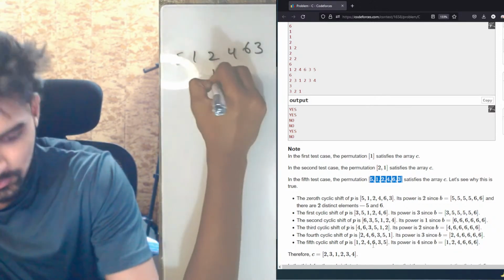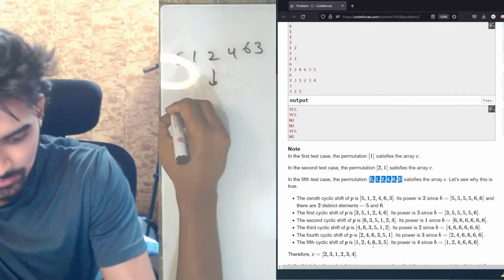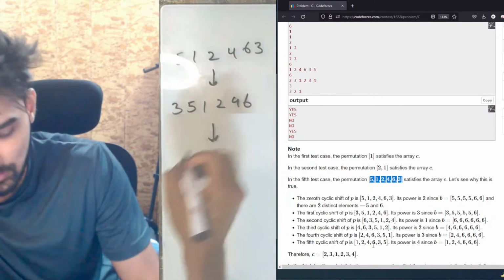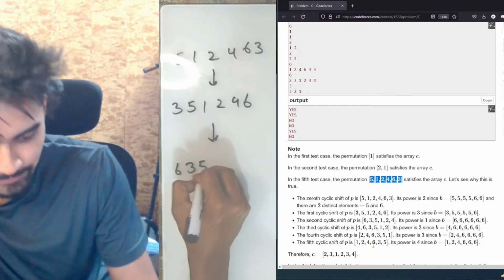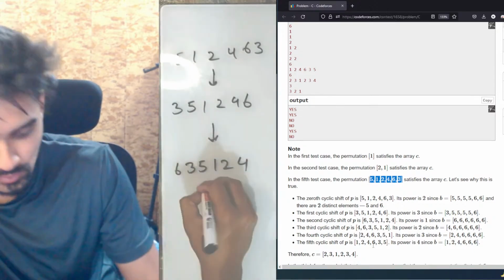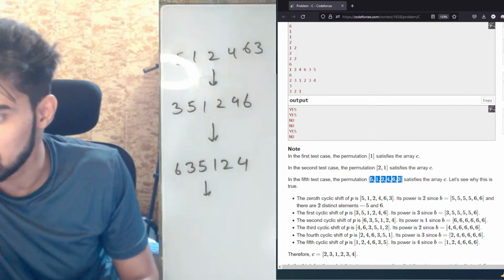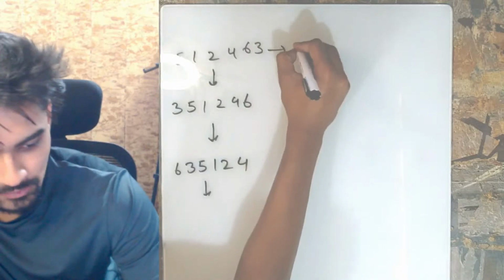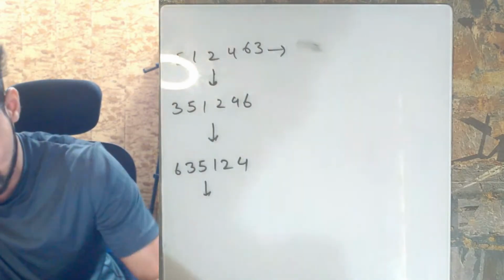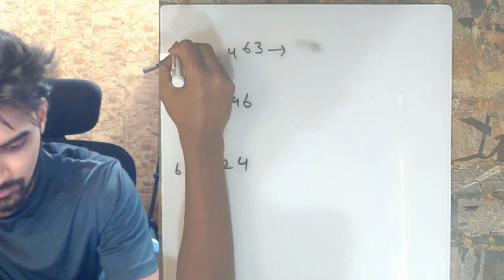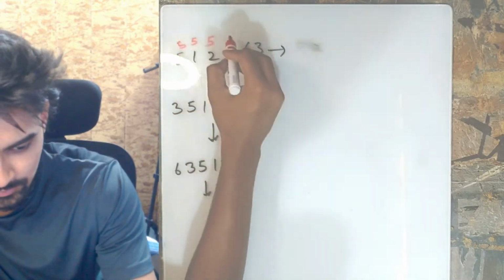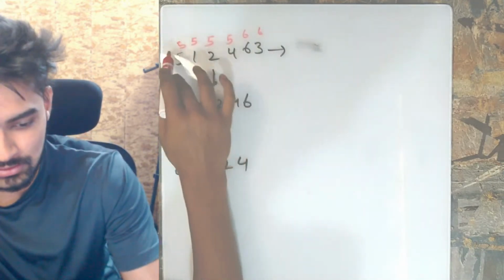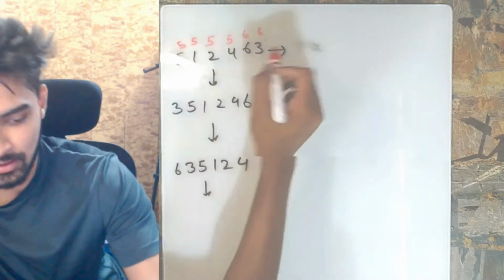After one cyclic shift, it will become 3, 5, 1, 2, 4, and 6. After another, it will become 6, 3, 5, 1, 2, 4, and so on. Now if you try to find the prefix maximum of the original one, it becomes 5, 5, 5, 5, 6, and 6. And the total number of distinct values in this array are 5 and 6, so 2.